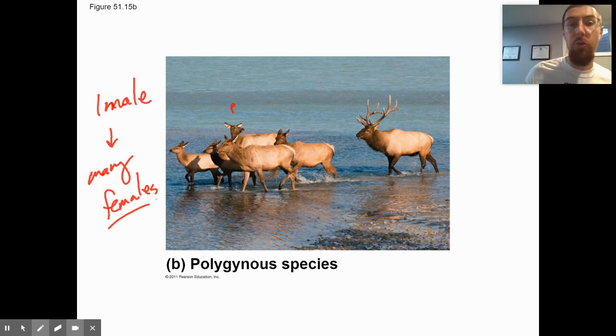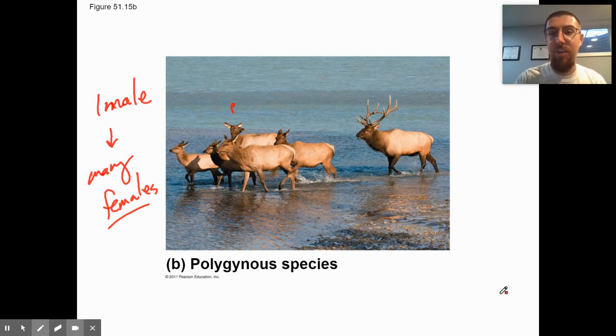Because offspring don't need as much care, the male can go off and defend the territory. They can find other mates and have more offspring and basically defend all of those offspring together, while the female is feeding and providing resources to the offspring. In general, offspring are a little more self-sufficient if they come from polygynous species.